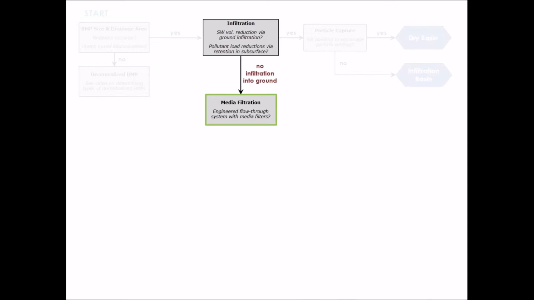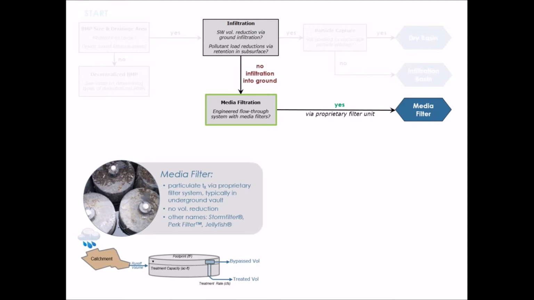Media filters have filter units that may capture particulate pollutants and/or treat dissolved constituents, whereas treatment vaults physically separate particulate pollutants via other water separation and settling techniques. If the stormwater is filtered via proprietary flow-through filter systems such as a storm filter, perk filter, or jellyfish, to name a few, the BMP is classified as a media filter.